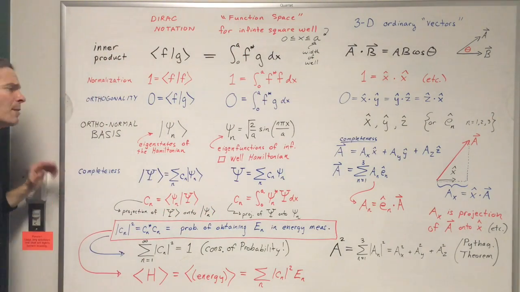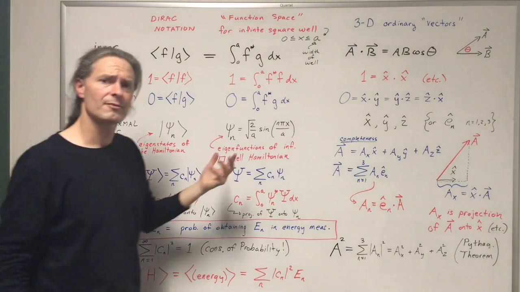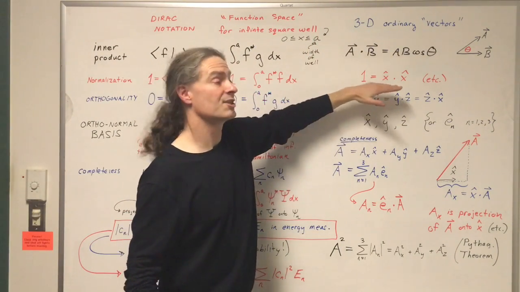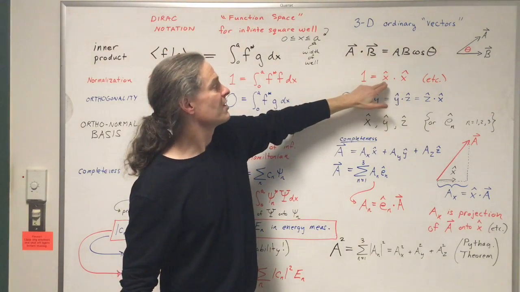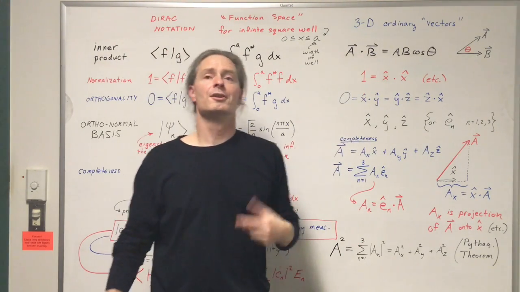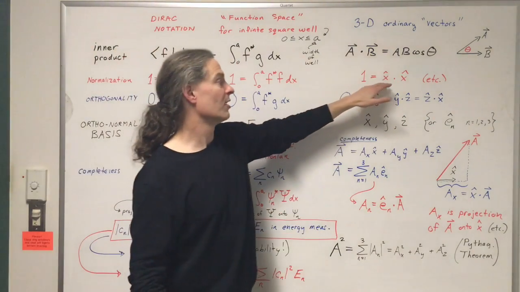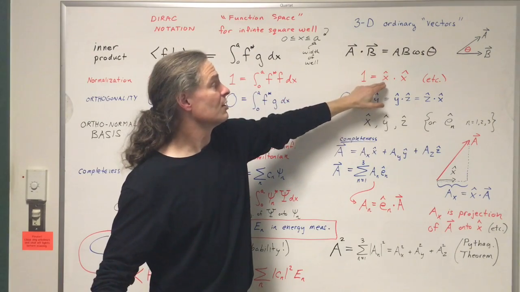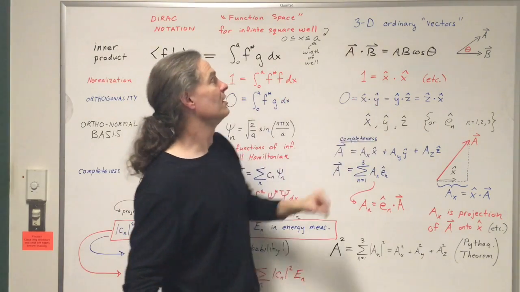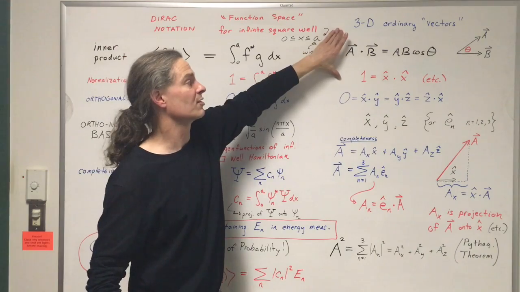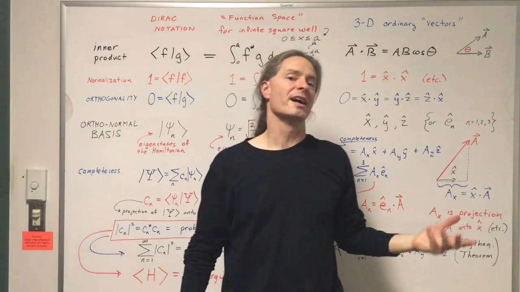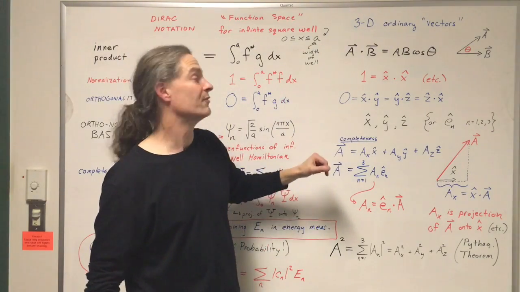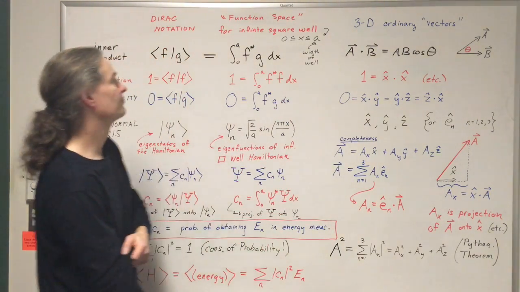All right, so let's move to the topic of normalization. Now, in our ordinary three-dimensional vector space, a simple example of normalization is this. x hat dot x hat is equal to 1. So x hat's a unit vector. The dot product of x hat with itself will give you 1. So we would say that the unit vector x hat is normalized in this ordinary three-dimensional vector space. Likewise, y hat and z hat are also normalized. In fact, any unit vector in our three-dimensional ordinary vector space is normalized.